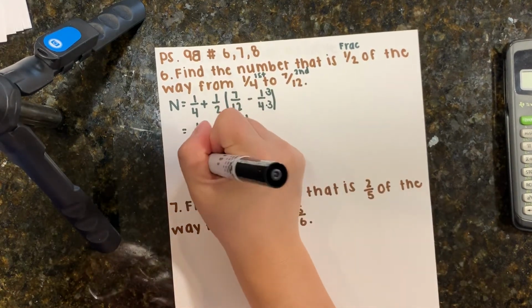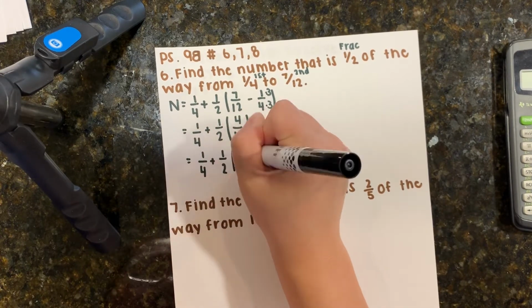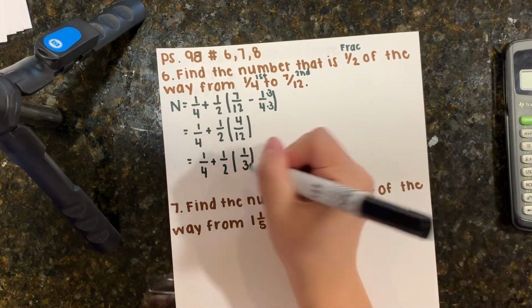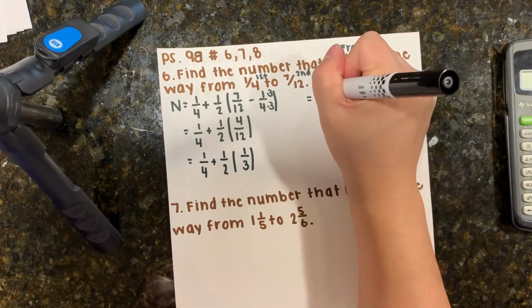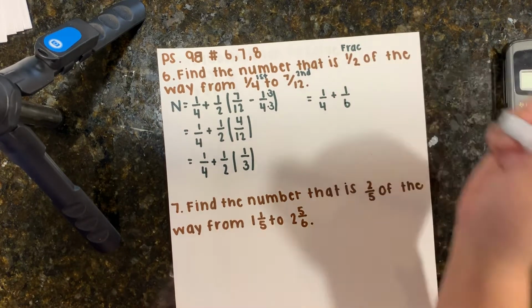So 1/4 plus 1/2 times 1/3. Well, 1/2 times 1/3 is 1/6, so I have 1/4 plus 1/6.